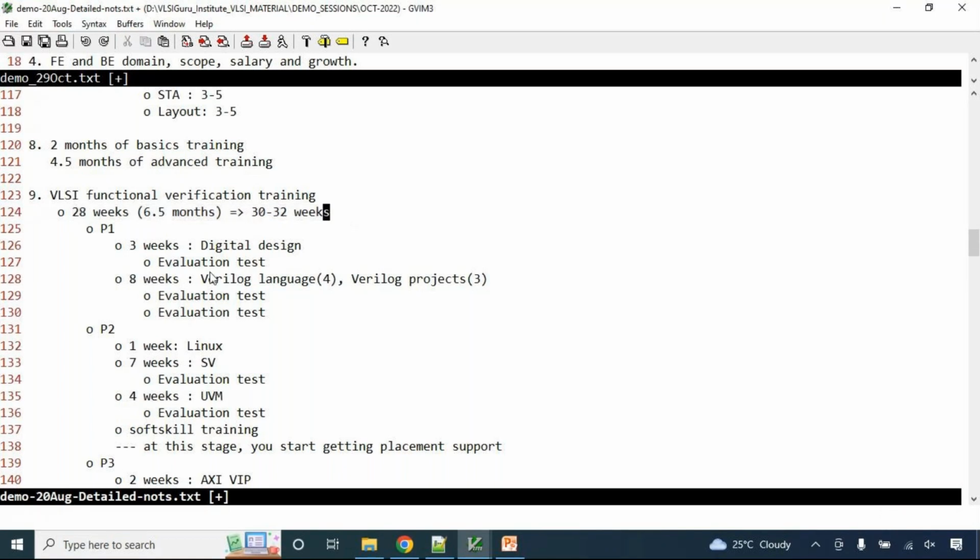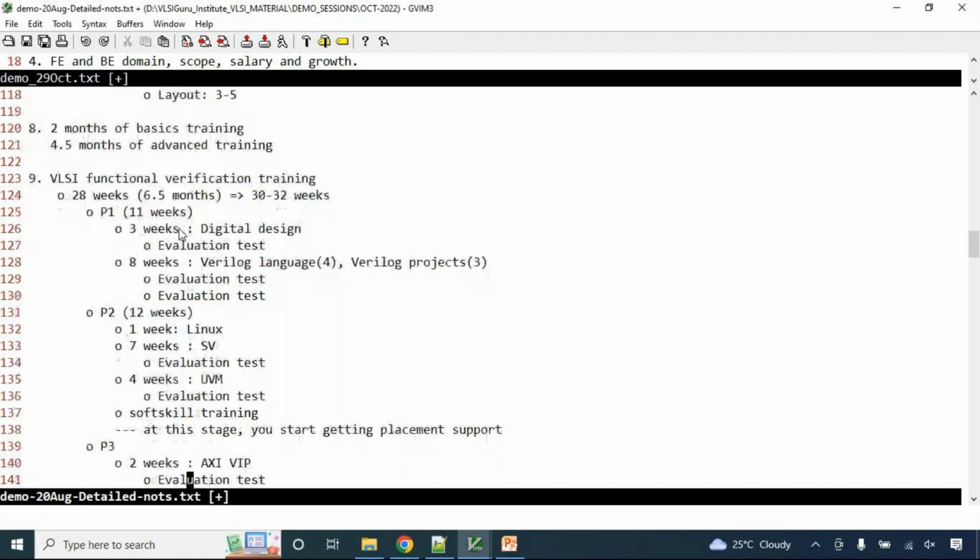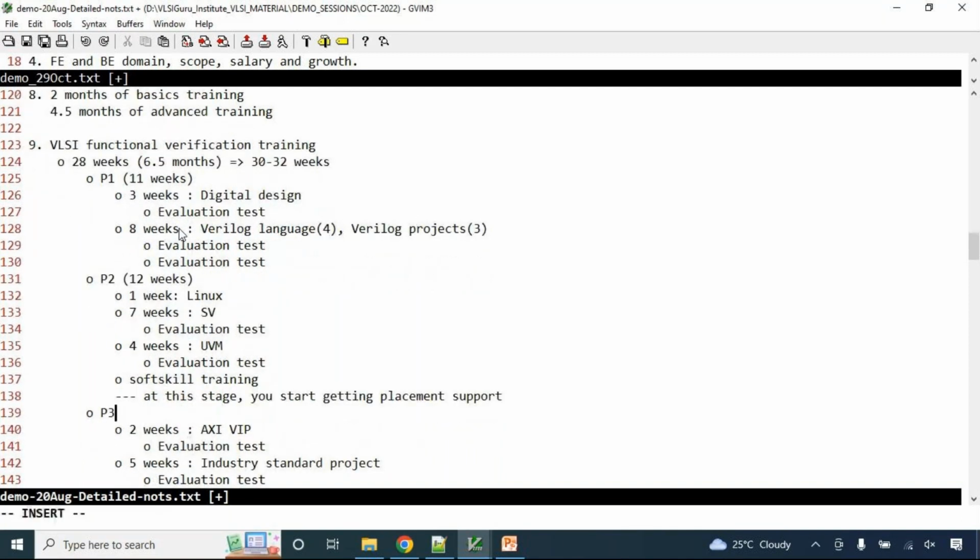You can see we divide the whole training into three phases: phase 1, phase 2, phase 3. Phase 1 will be for 11 weeks. Phase 2 will be for 12 weeks, and phase 3 will be for 7 weeks. It is adding up to 30 weeks. That's how much it actually goes, that's why I said it requires 30 weeks.